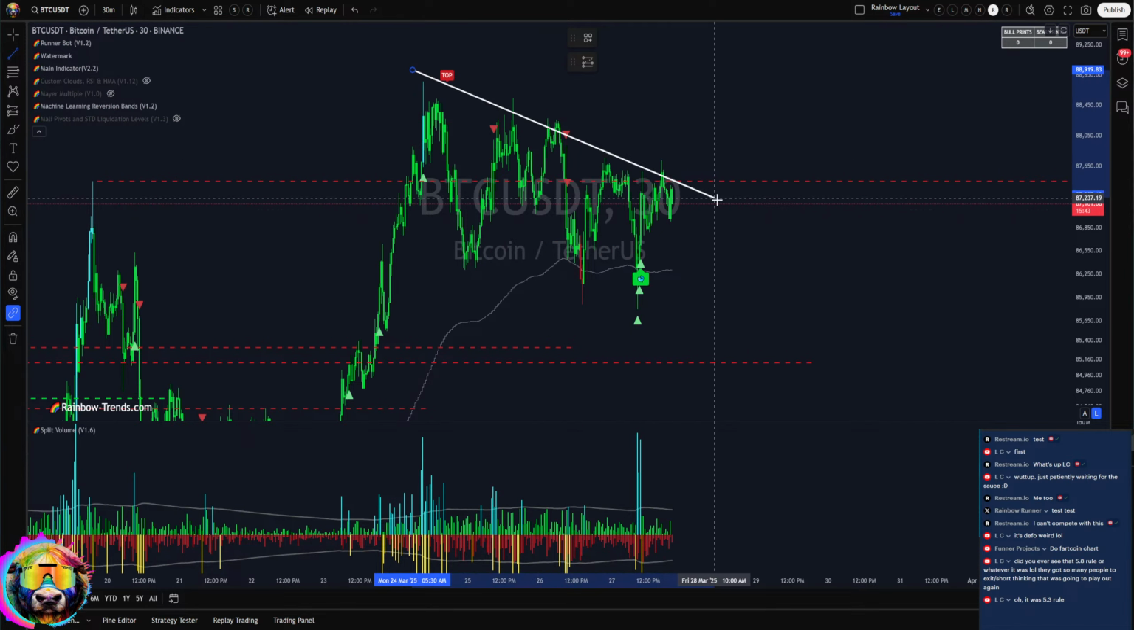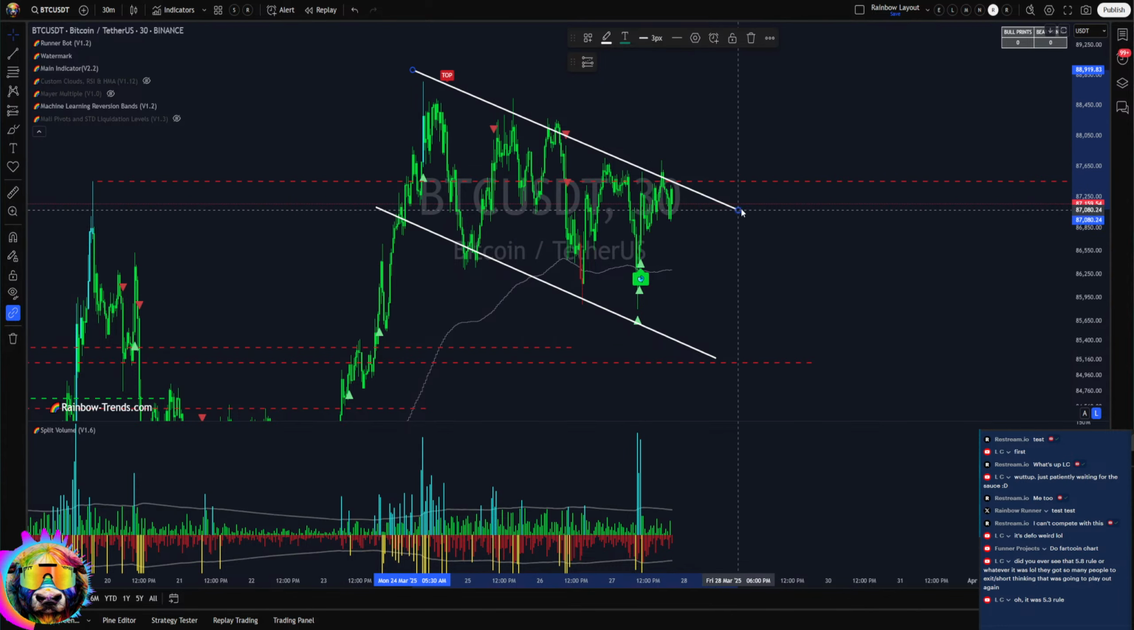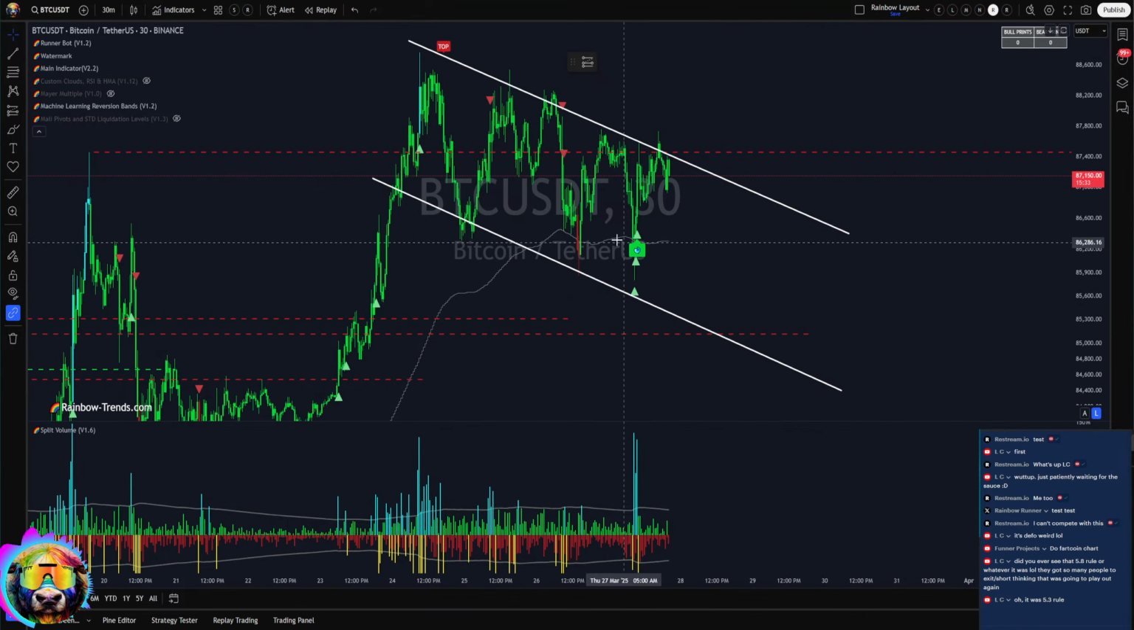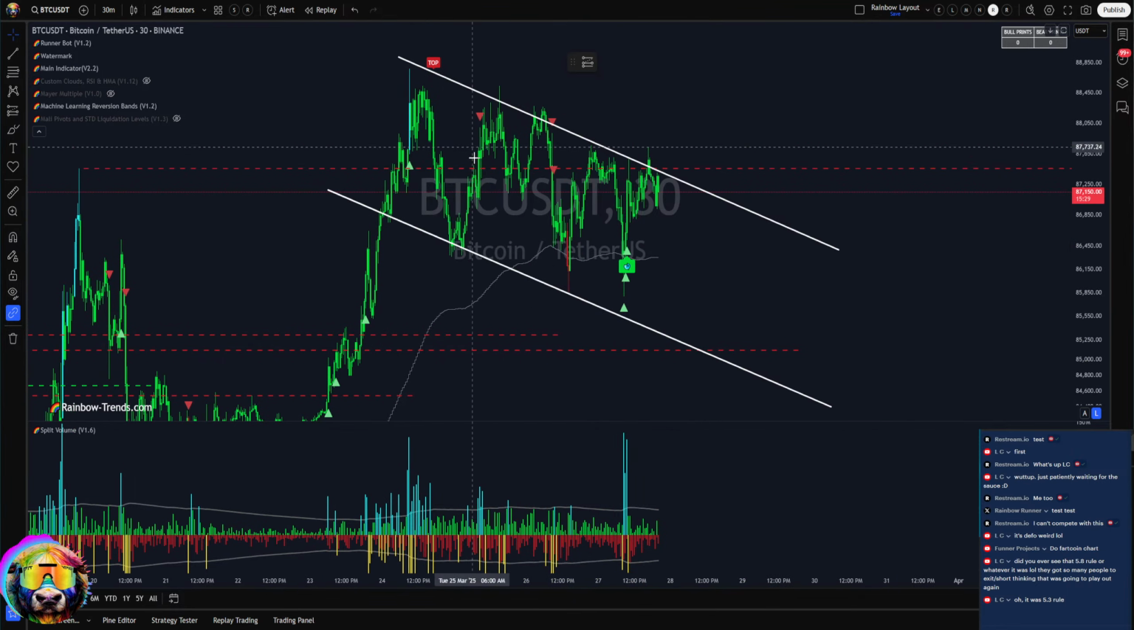It's really forming a consistent pattern here. So we're starting to channel walk on a really, really low time frame, which I don't like calling channel walks on lower time frames. I just don't. But it's really, really consistent right here.